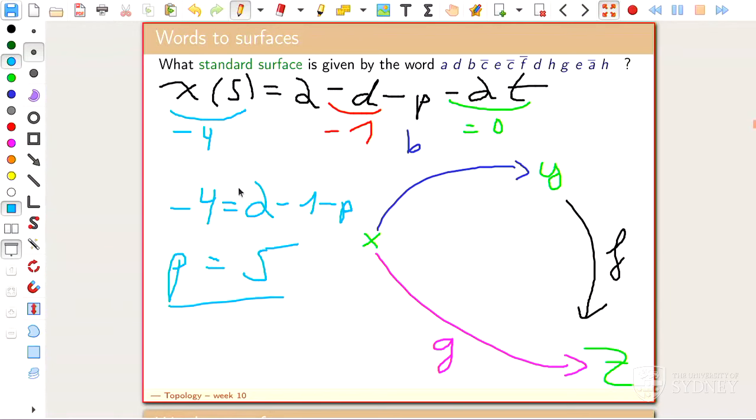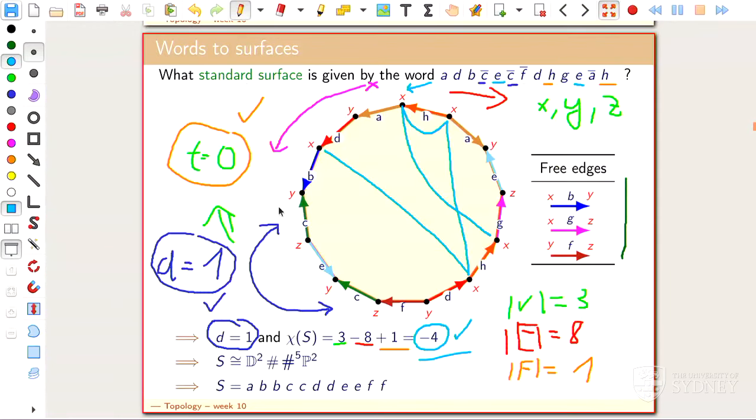Then we can write it down. We have P, so check. Let me just write it down here as well. P is 5. Very good. Check. P is 5. And that's our surface. We have 1D. We have 5P. There you go. It's this guy. We're done, right? So that's what we wanted to do.